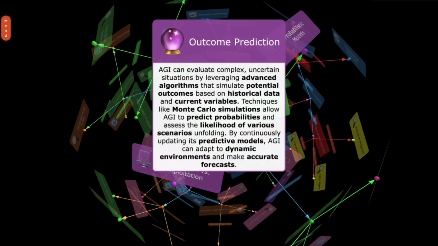AGI can evaluate complex, uncertain situations by leveraging advanced algorithms that simulate potential outcomes based on historical data and current variables. Techniques like Monte Carlo simulations allow AGI to predict probabilities and assess the likelihood of various scenarios unfolding. By continuously updating its predictive models, AGI can adapt to dynamic environments and make accurate forecasts.